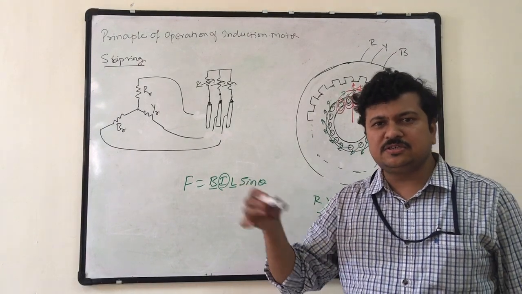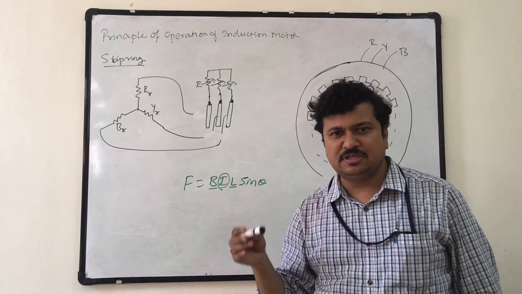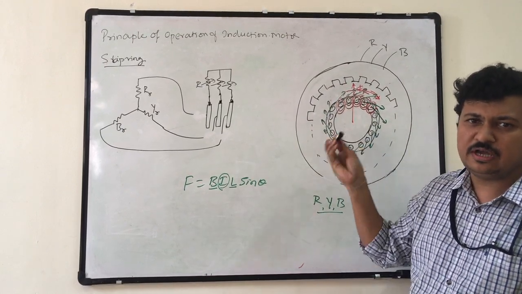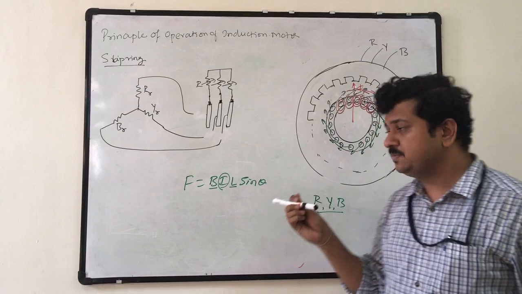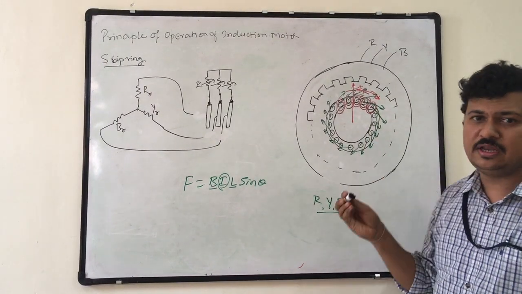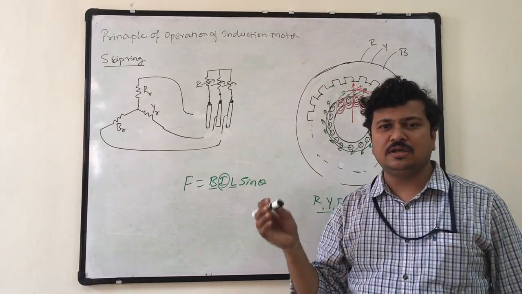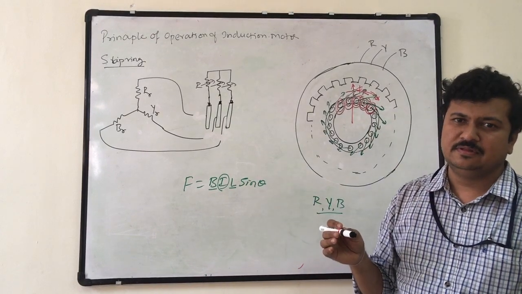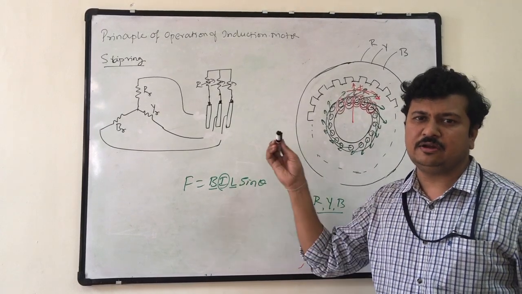Hence, the difference of these two speeds, the speed at which the rotating magnetic field is rotating, that is synchronous speed, and the speed at which rotor is rotating, is called slip speed or relative speed. Okay, slip speed or relative speed.